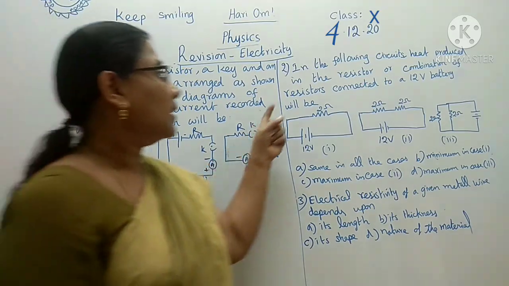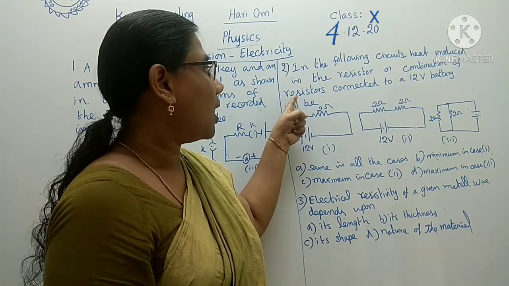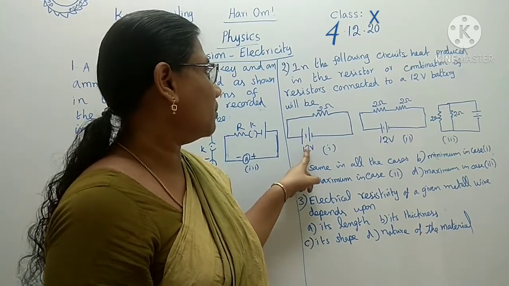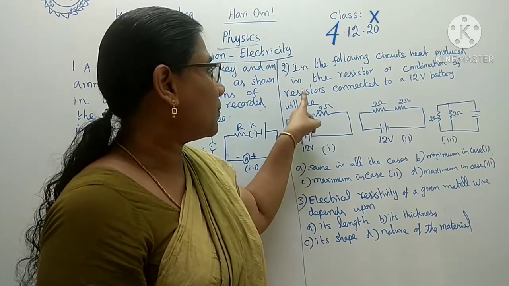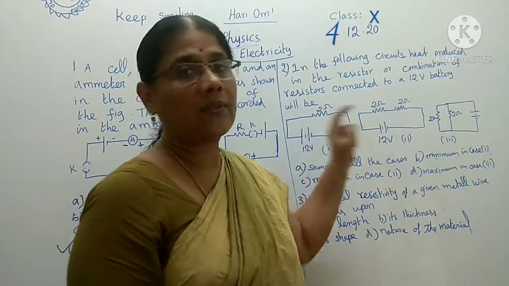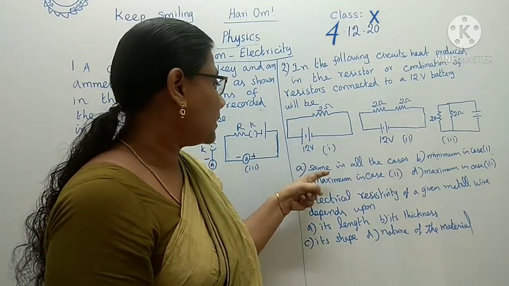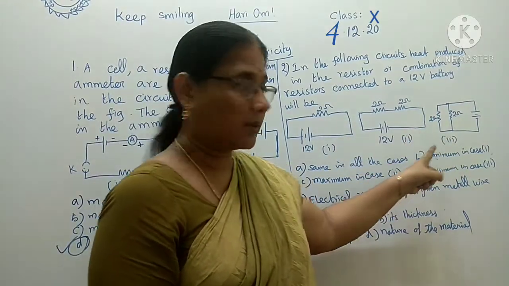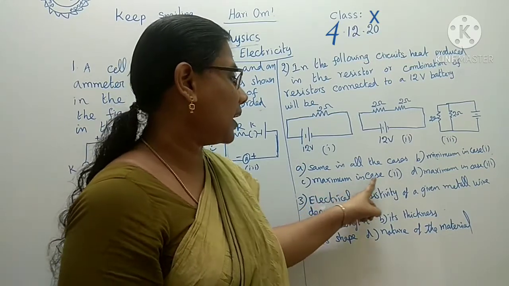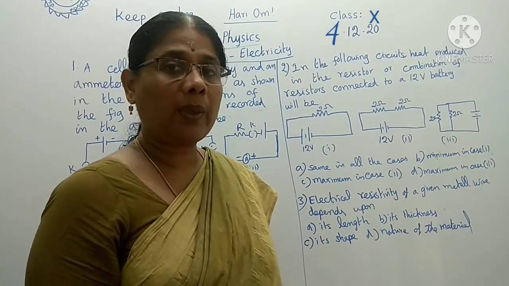Okay, right. Then the second one: in the following circuits, the heat produced in the resistor or combination of resistors connected to a 12 volt battery will be. So we have to find the heat produced in the resistor or combination of resistors. The options are: same in all the cases; minimum in case 1; maximum in case 2; maximum in case 3. Which one may be correct?